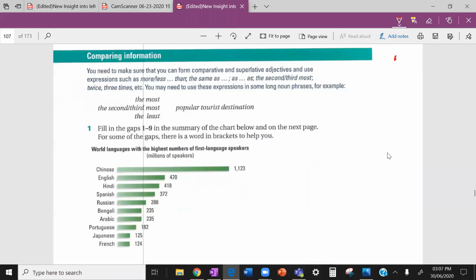Okay, so this is, wait, Mariam. In this exercise, we are going to work on world languages with the highest number of first language speakers. We'll work on this kind of bar graph, which is related to the language learners. And coming back to this part here, you need to make sure that you can form comparatives.